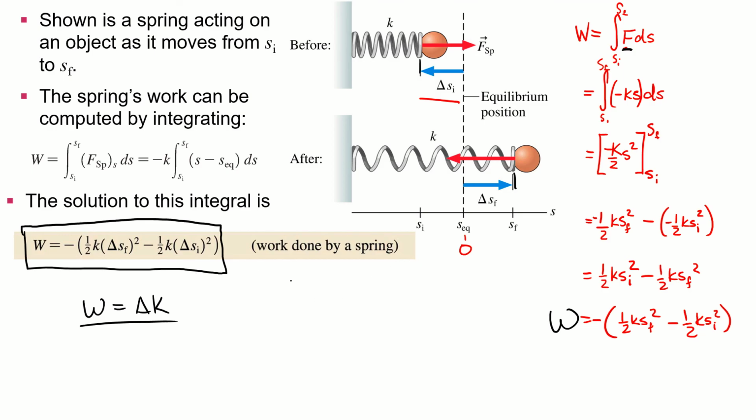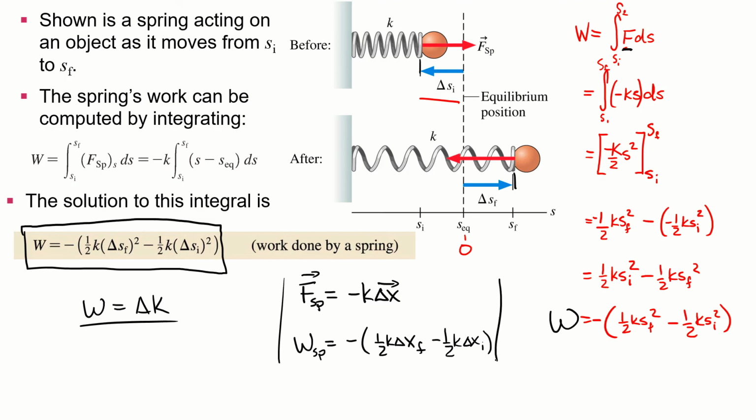For now, these are the big things from this lecture. Hooke's law: the force on a spring or some object that has an equilibrium and has been displaced by some delta x is negative k times delta x. And the work done by a spring is equal to negative 1/2 k delta x final squared minus 1/2 k delta x initial squared. So those are the two major takeaways, and we will do some more examples and work with those as we move forward.